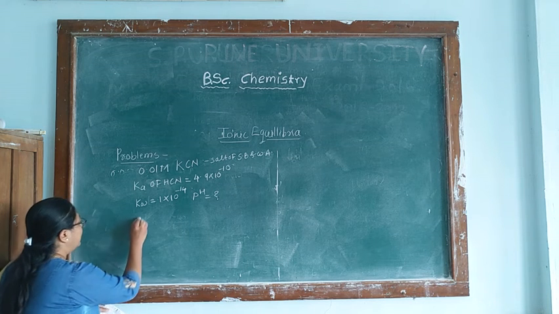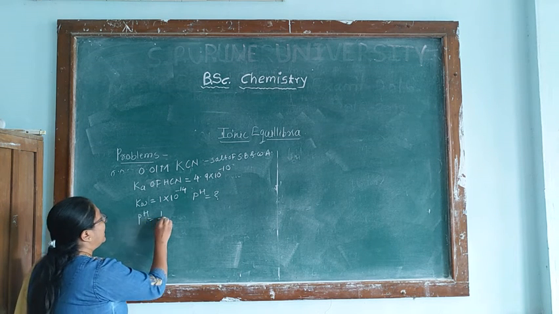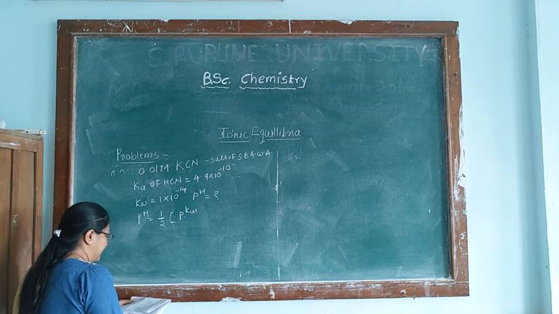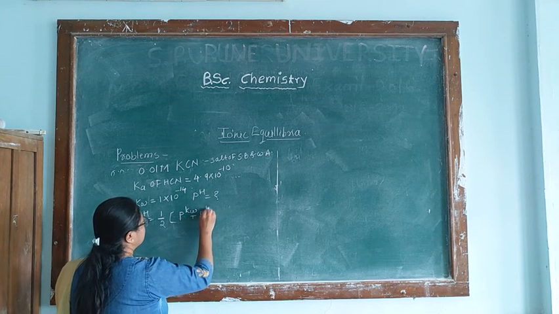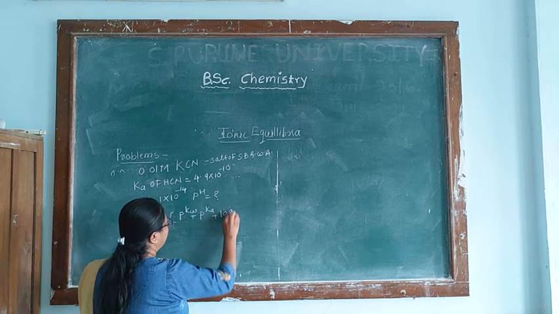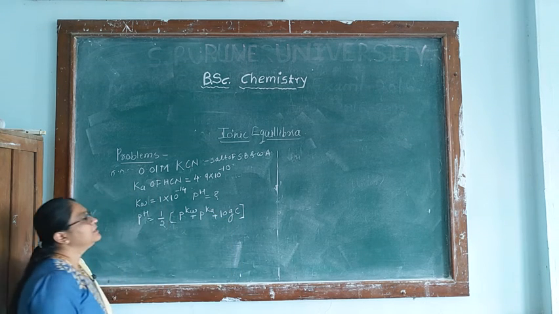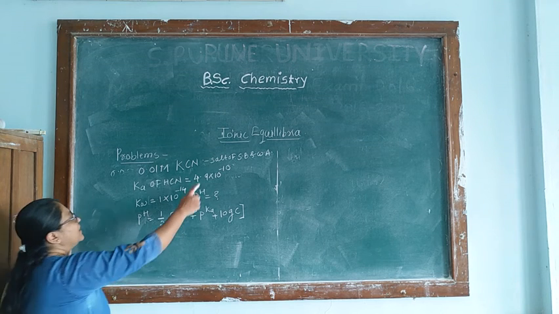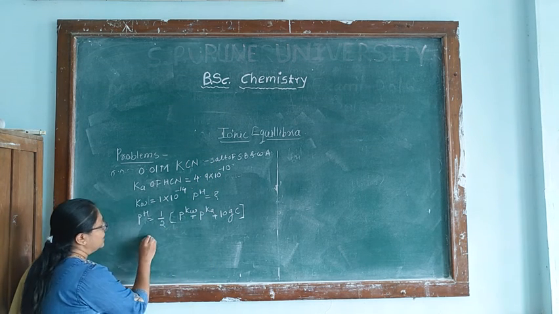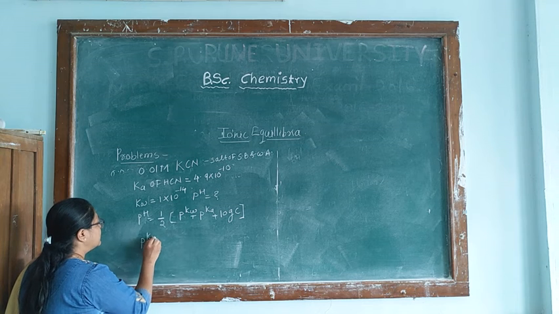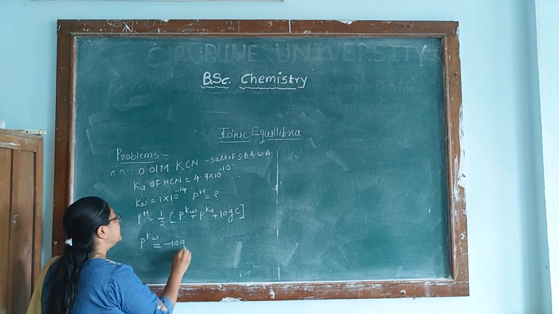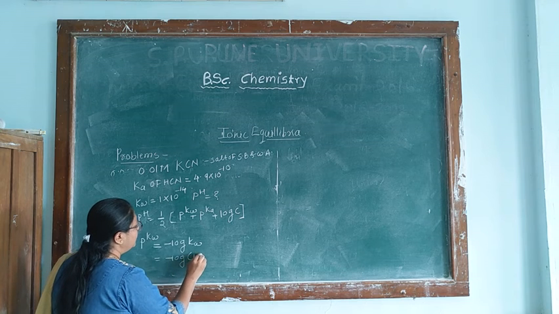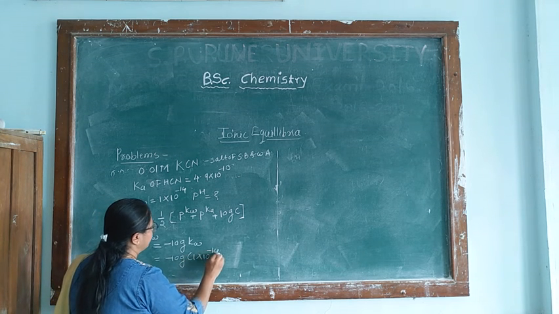The formula to calculate pH is equal to half of pKw plus pKa plus log C. This is the formula to calculate the pH of the solution formed after the hydrolysis of this type of salt. Now pKw we will first calculate. pKw is simply minus log of Kw. So minus log of 1 into 10 to the power minus 14.